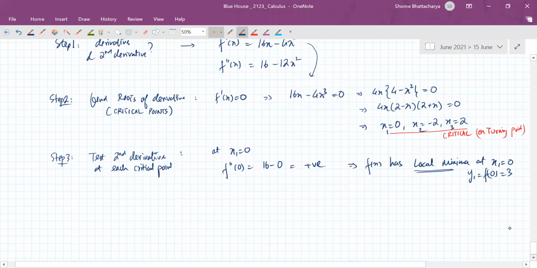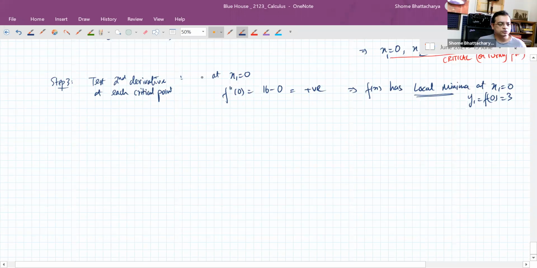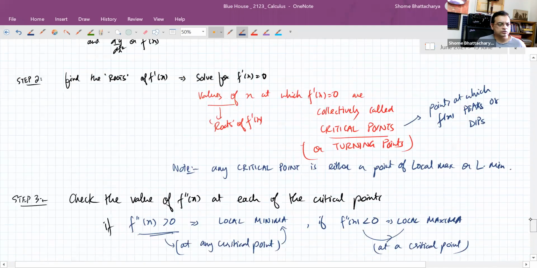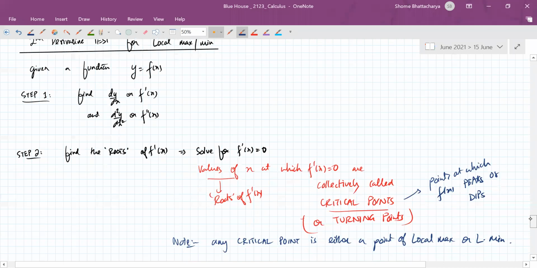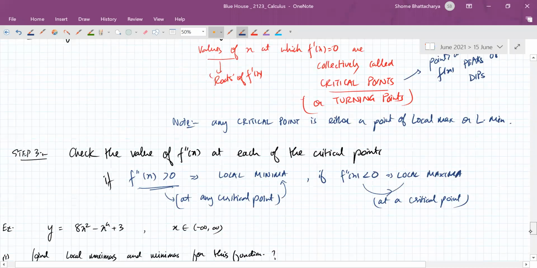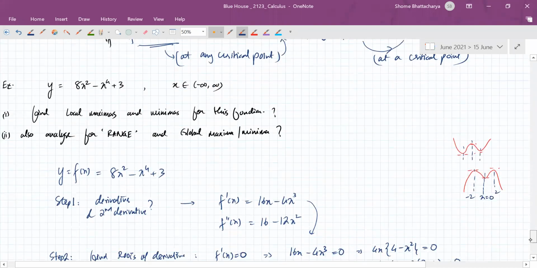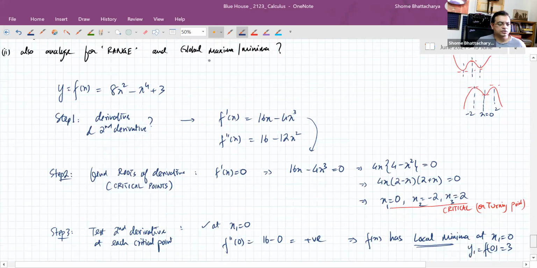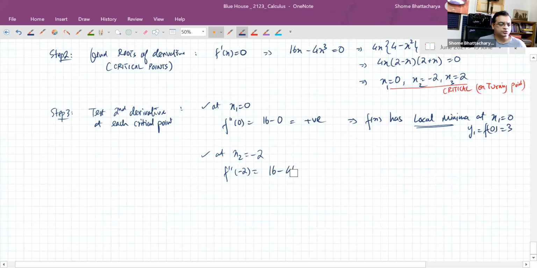Okay, now let's analyze the other three. So this was one of the critical points. Now, similarly, at a second critical point, which I had taken as -2, the value of the second derivative will become 16 minus 12x squared. Sorry, my mistake.